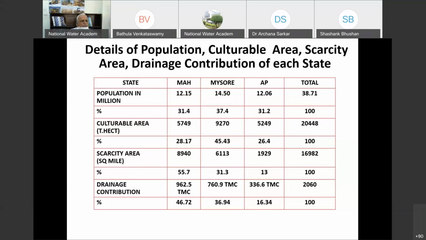Culturable area wise, 45.4% of the culturable area was from Mysore, 28.1% from Maharashtra and 26.4% from Andhra Pradesh. As for the scarcity area, Maharashtra has got the largest scarcity area, 55%.